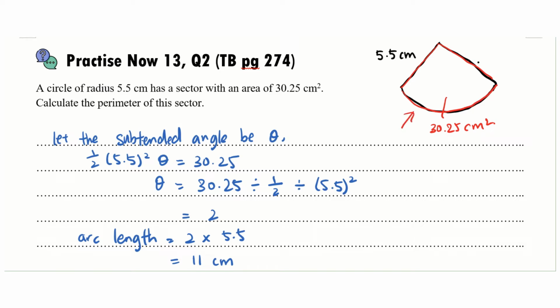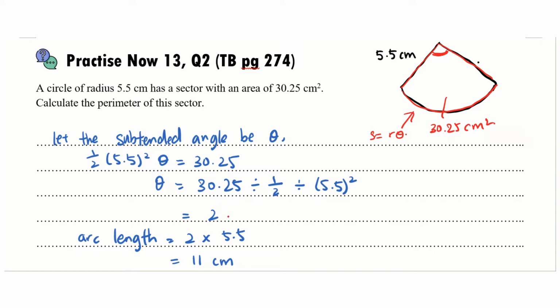In order for us to find the length of the arc, if I want to apply the formula S equals R theta, I will need to know what is the angle over here. So we let the subtended angle be theta. Half times 5.5 squared times theta is equals to 30.25. That is the equation that we can form by making use of the sector area. Then we do some manipulation and we find that the angle is actually 2.